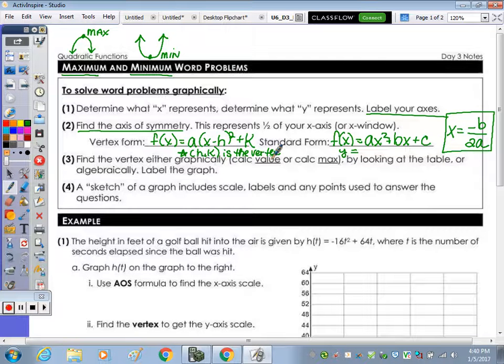Step number 3, find the vertex either graphically, okay, so you can graph it so you can see it, or calculate the value on the calculator, and I'll go over how to do that. And then by looking at the table, or we can do it algebraically. So if it states a method, you have to use the method, but if not, you can choose your method. And then number 4, a sketch of a graph includes a scale, okay, labels, and any points used to answer your questions. So let's take a look at number 1.